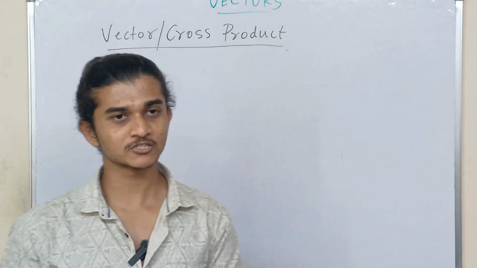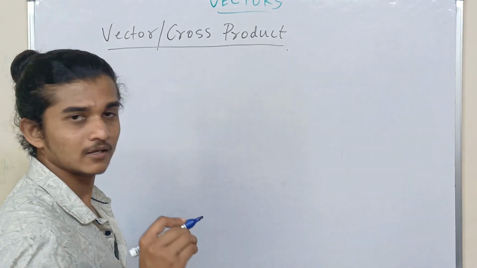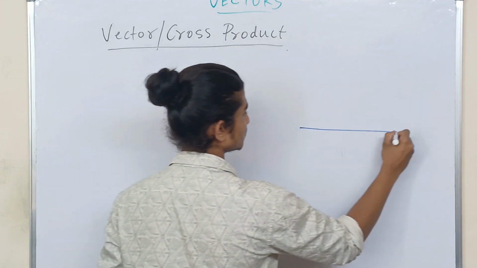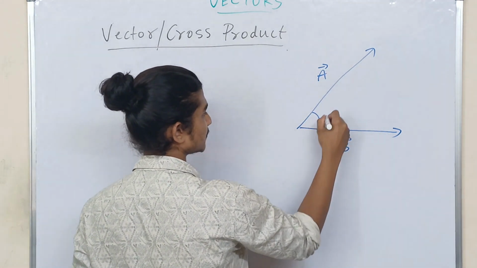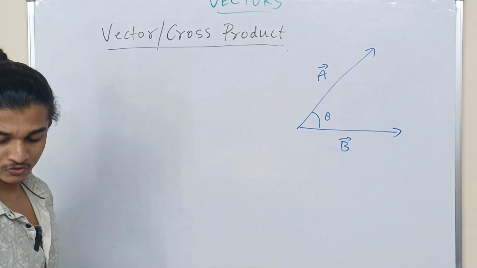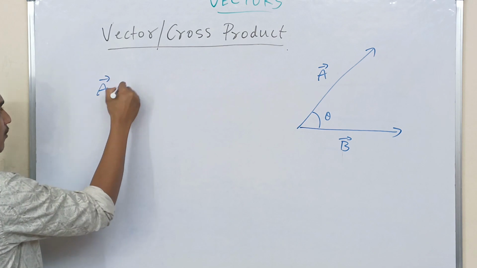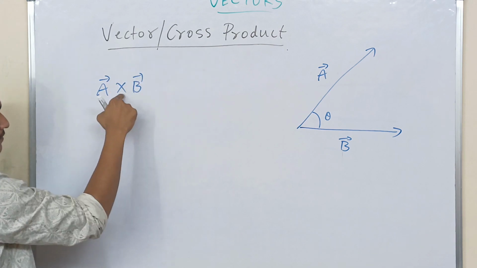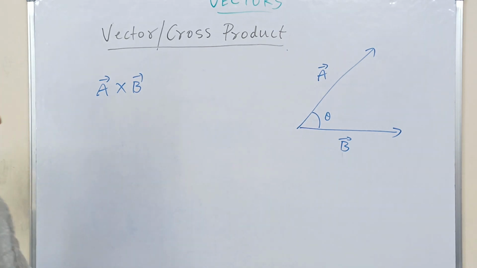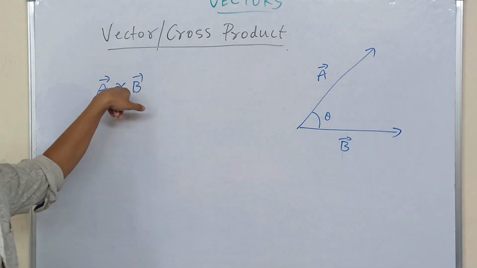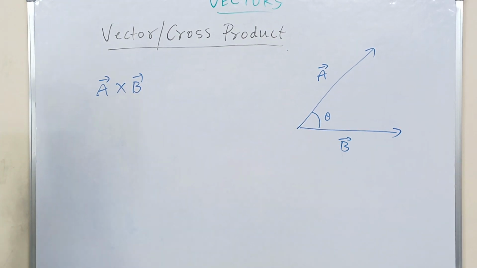Okay, now let us discuss the vector or cross product. Again we'll take two vectors. Suppose this is the a vector, and this is the b vector, and suppose theta is the angle between the two vectors. The cross product between a and b is defined as a vector cross b vector. In the scalar product we used dot, so that's why we called it dot product, whereas here we use cross, so we call it cross product or vector product, because the outcome is a vector.